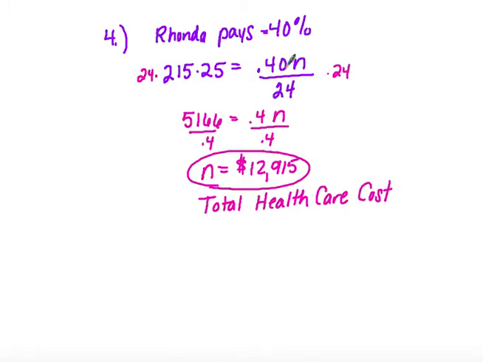And looking at number 4, Rhonda pays a contribution of 40% because her employer pays 60%. So we're going to take 40% of her yearly contributions and divide that by 24 pays, and set equal to her contribution of $215.25. You'll multiply both sides by 24 and find that her total healthcare costs for the year are $12,915.